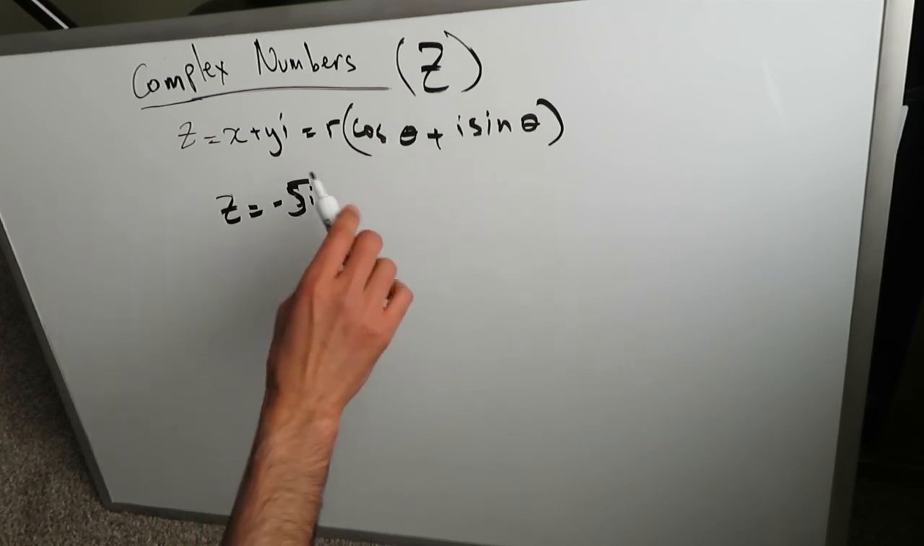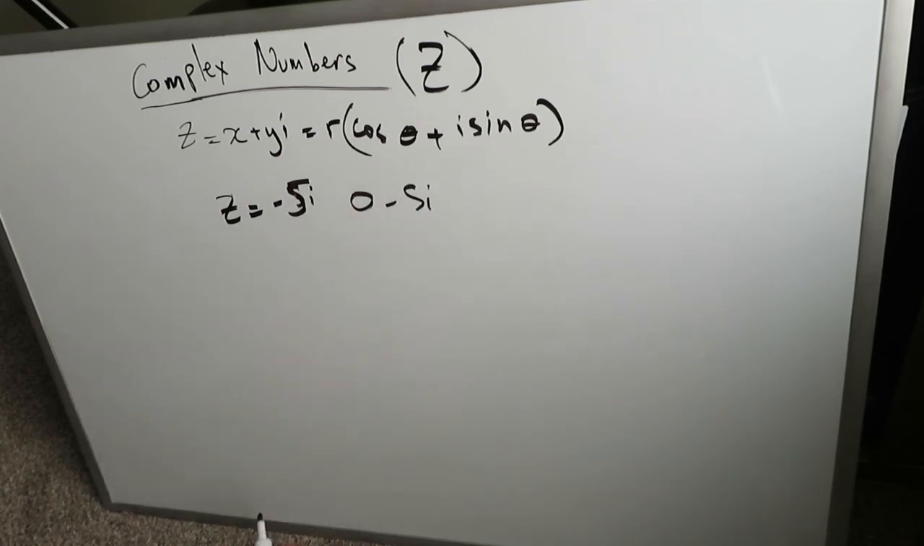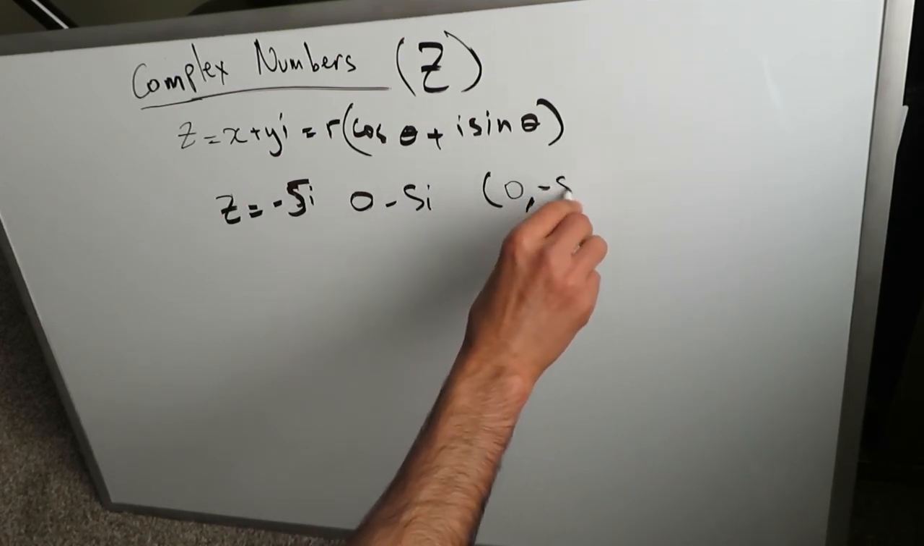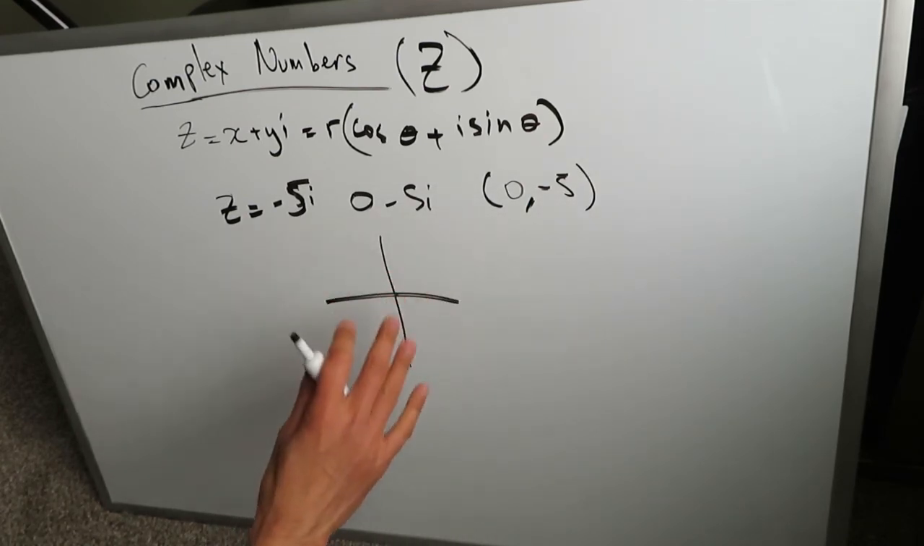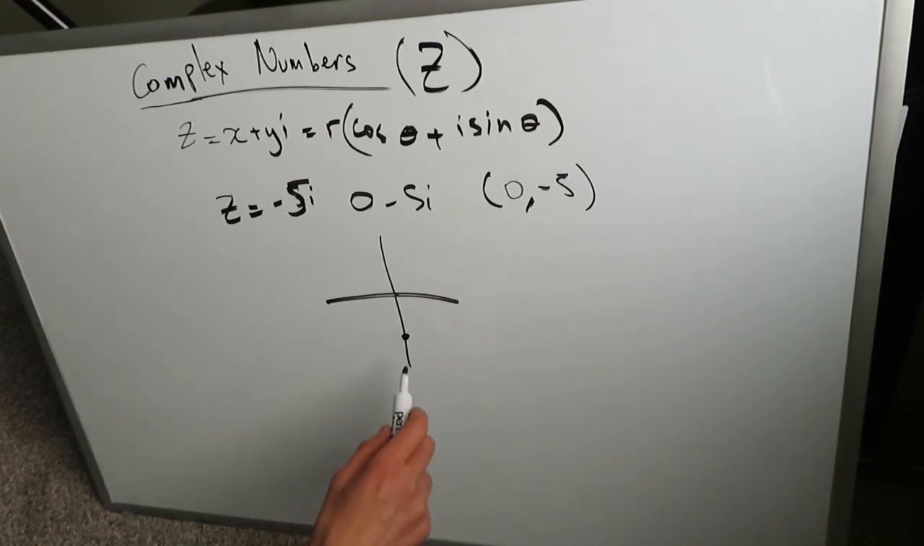First thing you want to do is convert it into this type of form right here. You see a 0 minus 5i. This clues you in exactly to what your coordinates are. You have a 0, you have a minus 5, which clues you in exactly where you are in terms of this map, the complex plane. You're right here, 5 units down on the y-axis. This right here is 0 comma minus 5i.